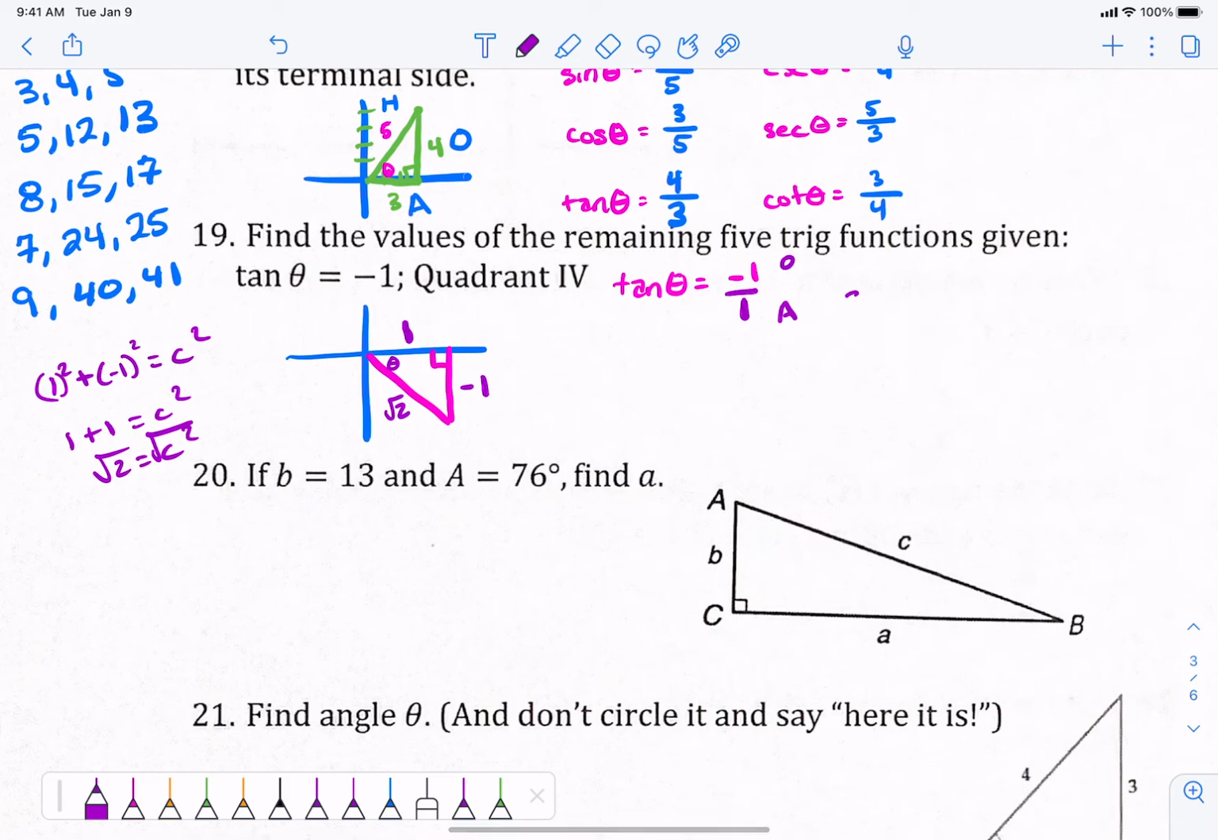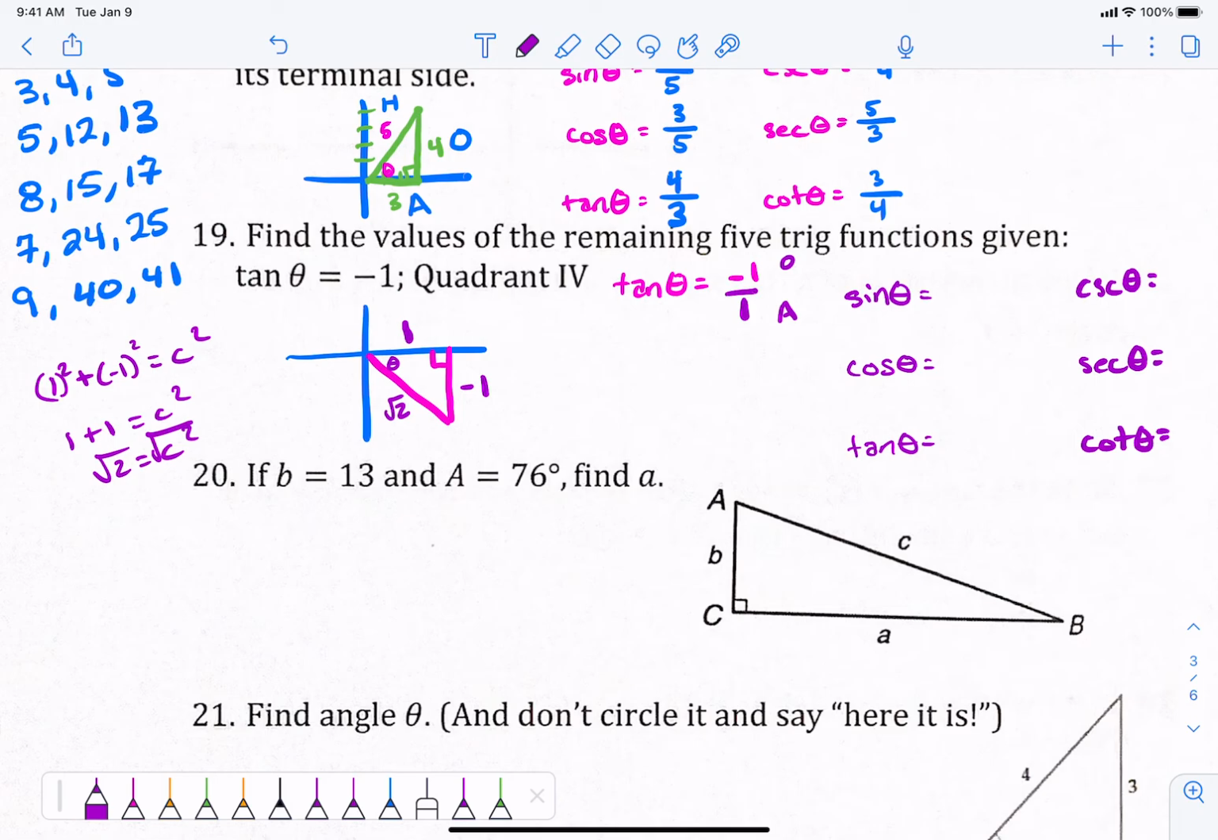And then I'm going to start listing out. Sine of theta equals, cosine of theta equals, tangent of theta equals, cosecant theta equals, secant theta equals, cotangent theta equals.